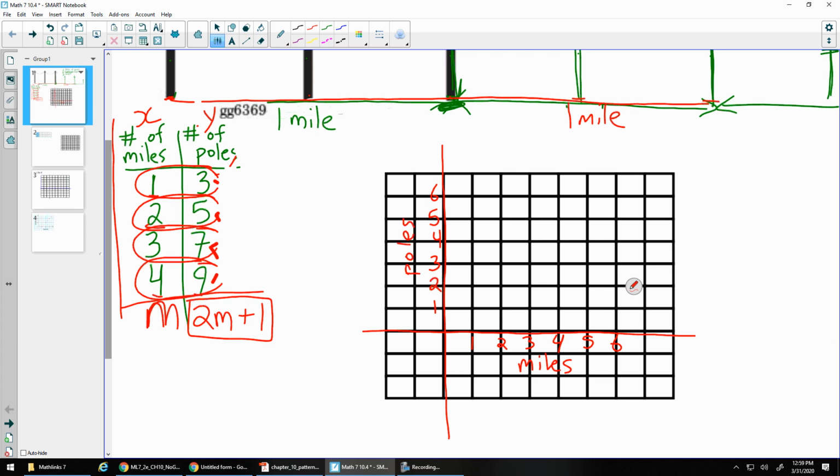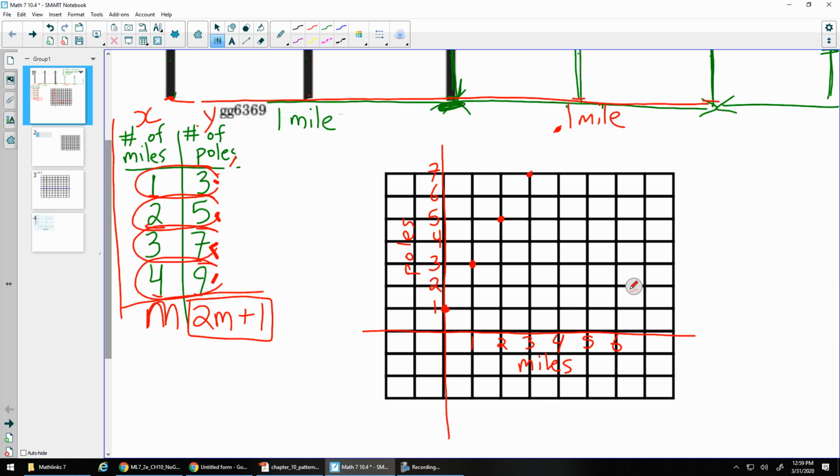When we went 1 mile, we said we needed 3 telephone poles. When we went 2 miles, we said we needed 5 telephone poles. When we went 3 miles, that continued up to 7 telephone poles. And that graph could continue. My graphing area is too small, but this can also continue backwards as well.